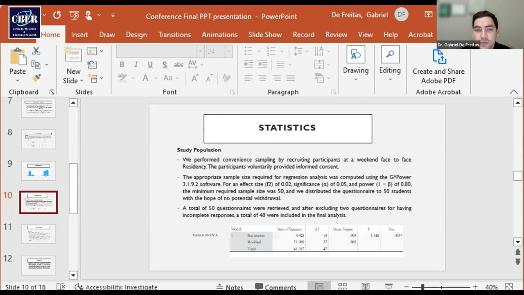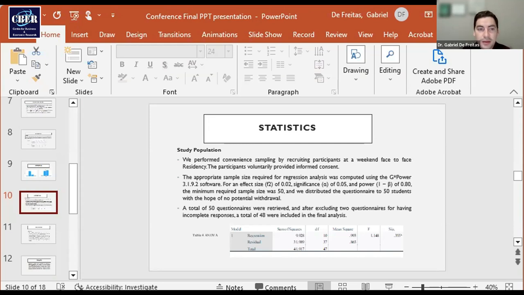For an effect size of 0.02, a significance value of 0.05, and a statistical power of 0.80, the minimum required sample size was 50 students. We distributed the questionnaire to 50 students with the hope of no potential withdrawal. A total of 50 questionnaires were retrieved, and after excluding two questionnaires for having incomplete responses, a total of 48 were included in the final analysis.